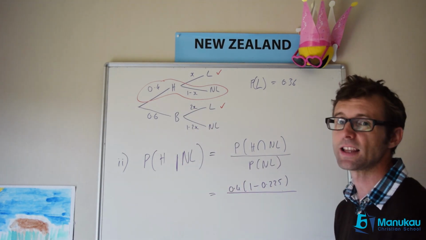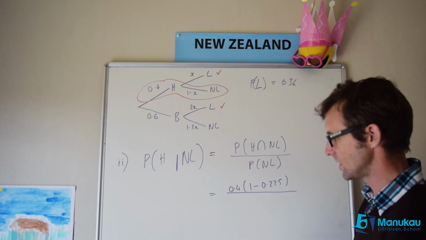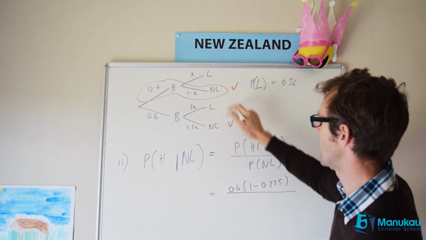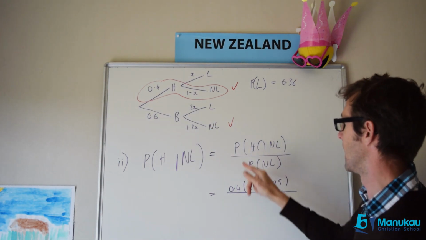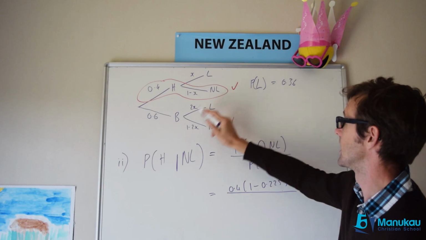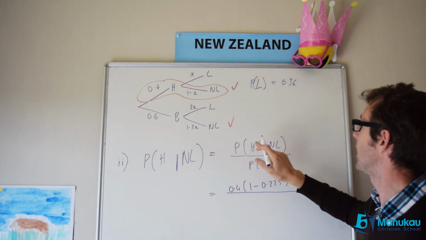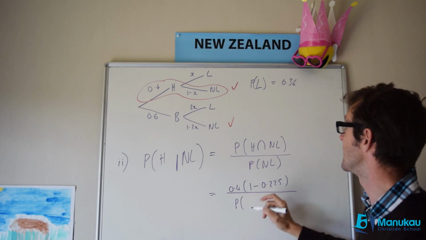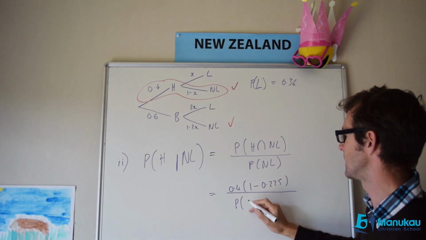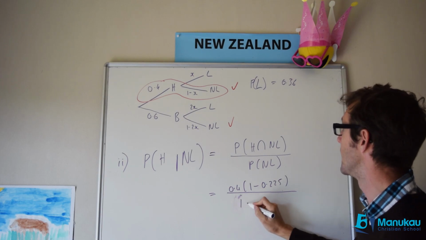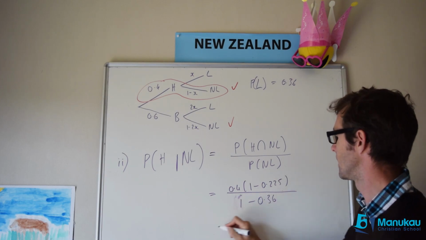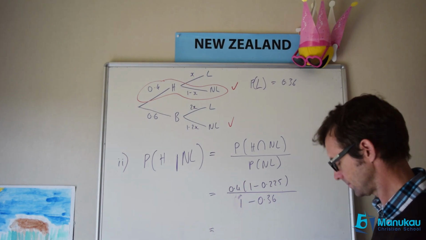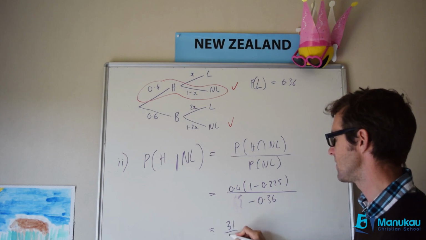Divided by the probability that he's not late, well, that's going to be this and this. So we've got to have on the bottom this plus this. Now, we know that the probability that he's late is 0.36, so the probability that he's not late must be 1 minus this, so we could say 1 minus 0.36. Chuck that in your calculator, and what do you get? I get 31 over 64.